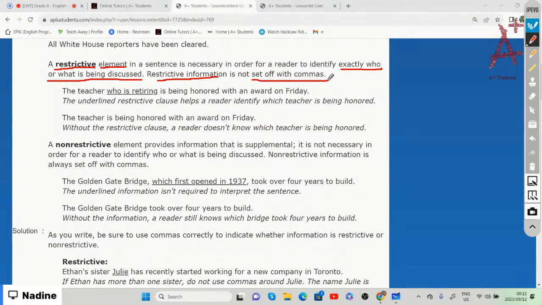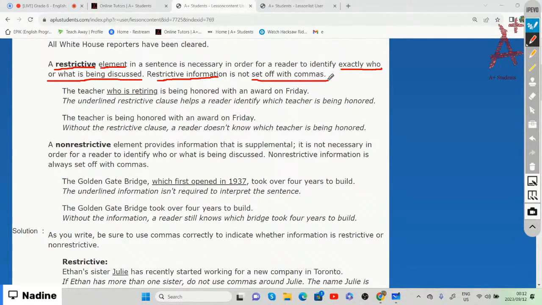So if we look at the sentence: the teacher who is retiring is being honored with an award on Friday. If we look at the underlined restrictive clause, it helps the reader identify which teacher is being honored. So basically, it is telling us who is being discussed.